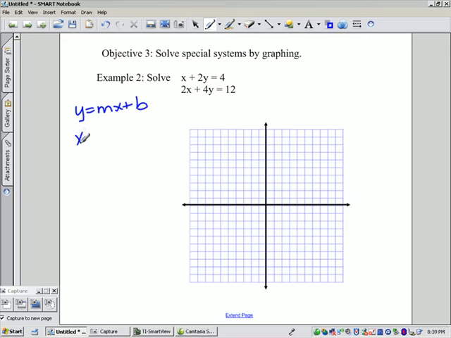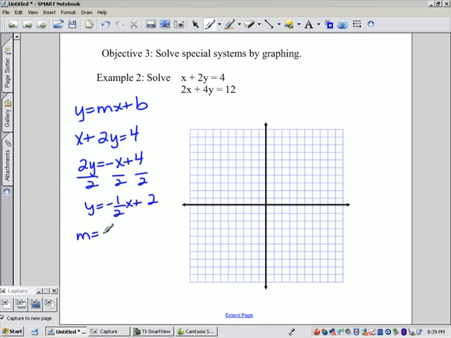So if I have x plus 2y is equal to 4, remember what I would do. Subtract the x, and then divide by 2. So you get y is equal to negative 1/2 x plus 2. So the slope of this first line is negative 1/2, and the y-intercept is 0, 2.